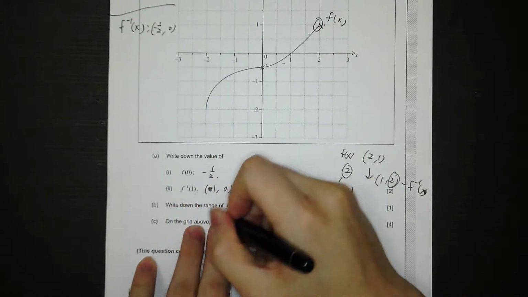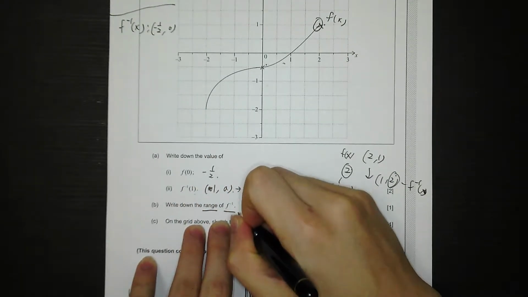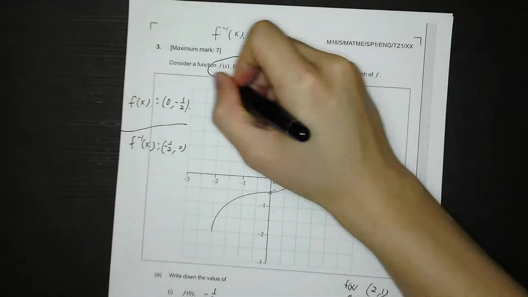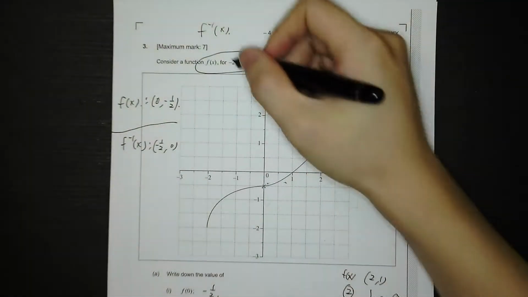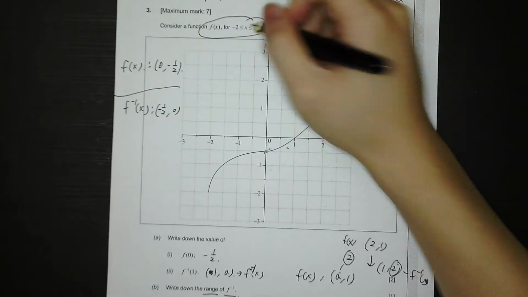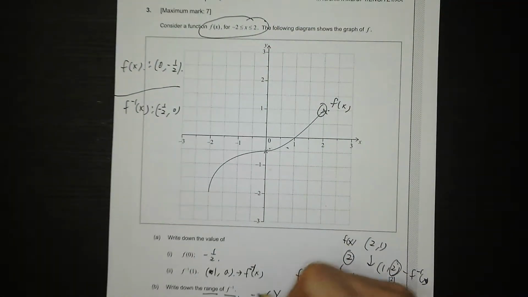Part B, write down the range of f inverse. The domain of the original function becomes the range of the inverse function, right? Because the x becomes y. So we can just copy it but change the x to y.